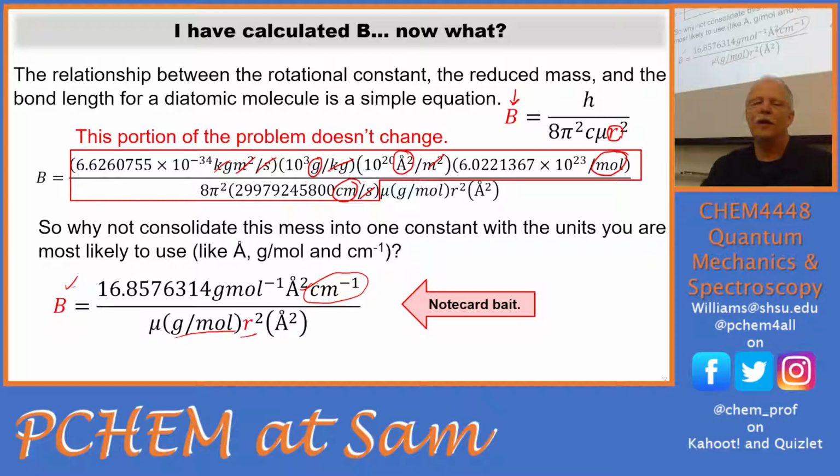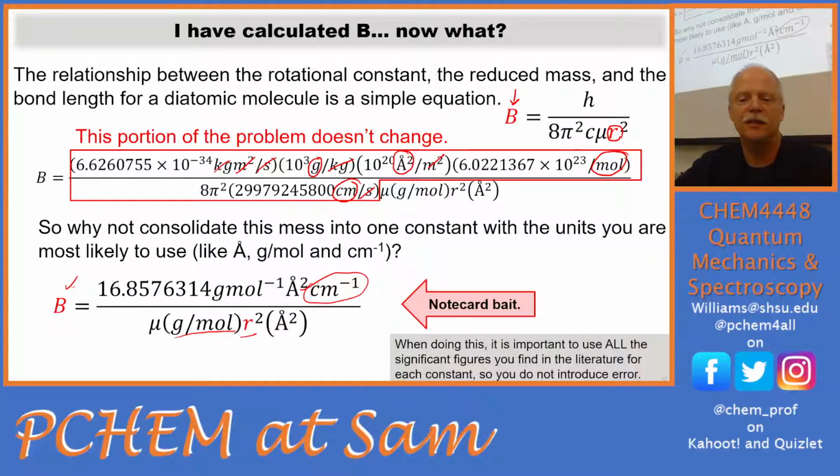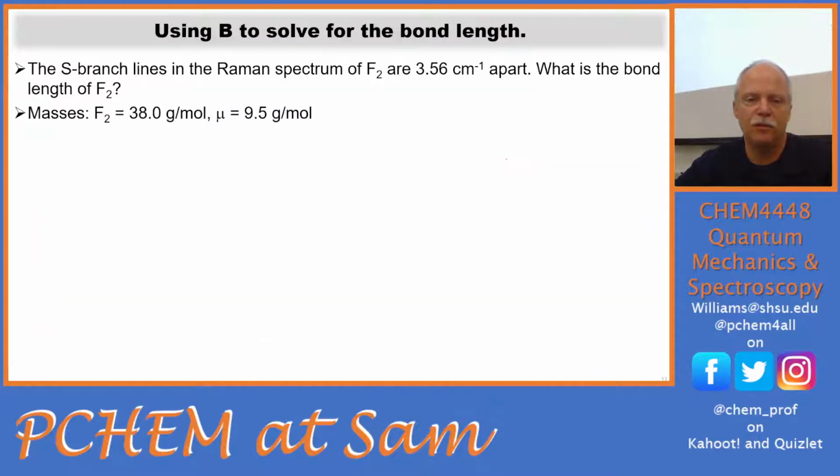Pretty straightforward. Now, it's important, if you're going to do this, to use all of the significant figures that you find in NIST. I had that on a front slide of one of the earlier sets of notes. That way you don't introduce rounding errors into your constant. So if you're going to make a new constant, make sure you use all the sig figs of all the constants that we have available. And whenever you're doing your lab calculations, use all of those so that you have good results.